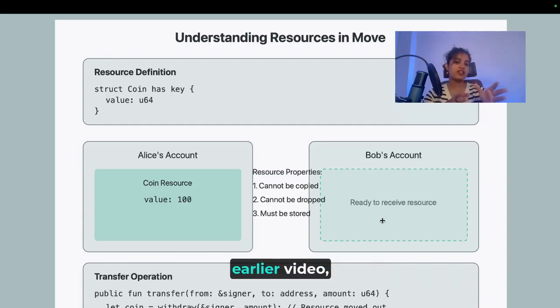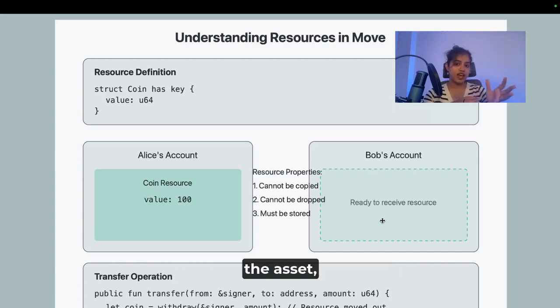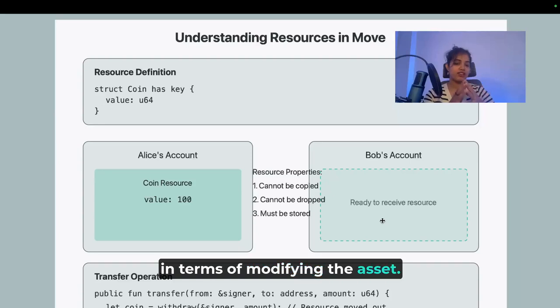As we discussed in the earlier video, Move language enables us to deal with digital assets in a completely different manner. If we look at Ethereum, we deal with numerical balances, which leads to a lot of security issues in terms of transferring the asset, in terms of modifying the asset. But instead, in Move language, we represent digital assets as structs with certain abilities. Move language has 4 abilities which are defined: key, store, copy, and drop.